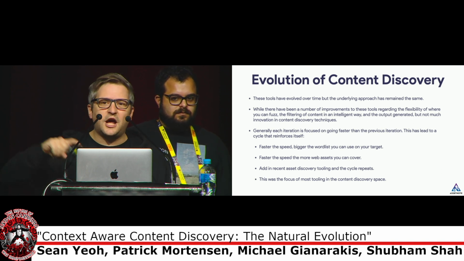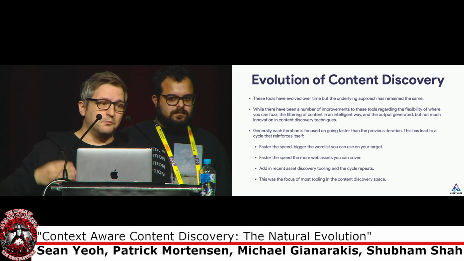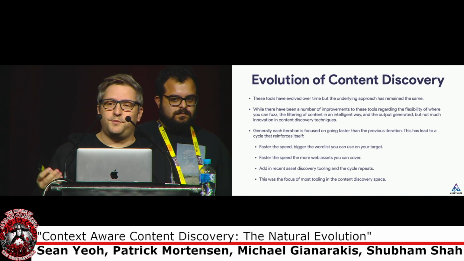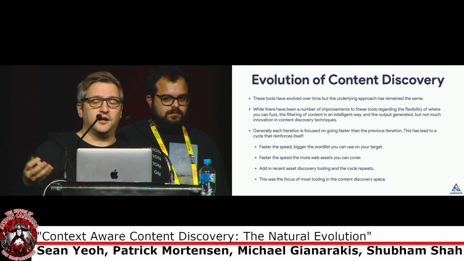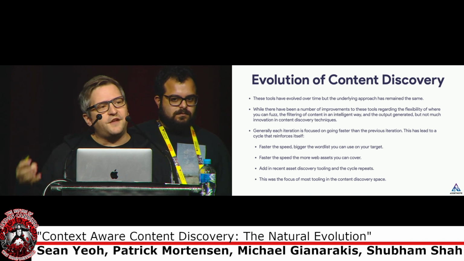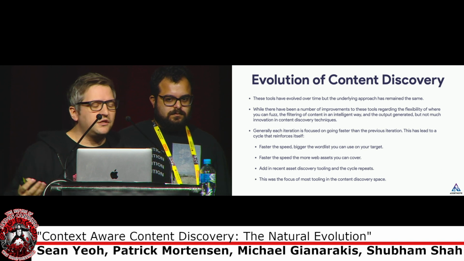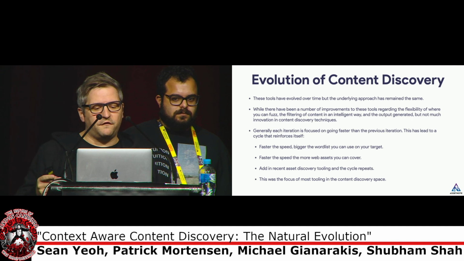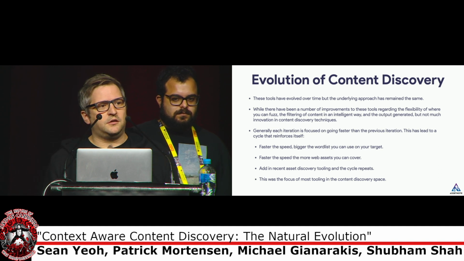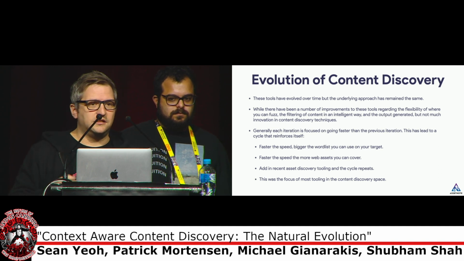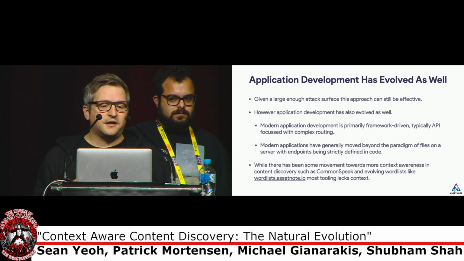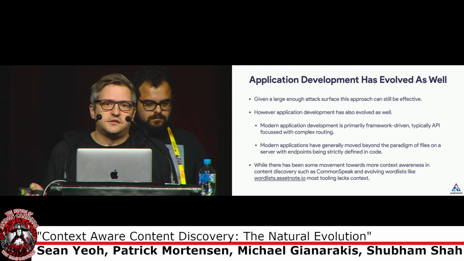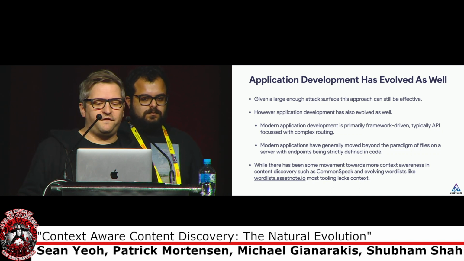And this leads to a cycle that reinforces itself. With more speed, you can run a bigger word list against your target. The faster the speed, the more web apps you can cover in a shorter amount of time. And then if you add in recent asset discovery tooling, it completes the cycle and it just reinforces itself. And that's been most of the innovation in that space in terms of content discovery, more about speed. And given a large enough attack surface, this approach can still be pretty effective.